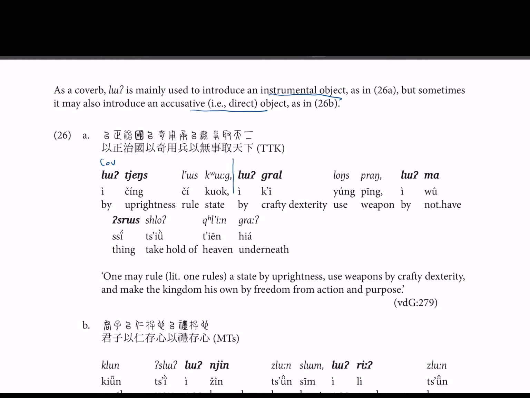The next part of the sentence has exactly the same structure. Le Graal, by crafty dexterity. Somebody uses weapon. And finally, we have yet another by something do something construction. By not having anything, somebody can take hold of the world. So all the three occurrences of le in 26a are used to introduce an instrumental object.